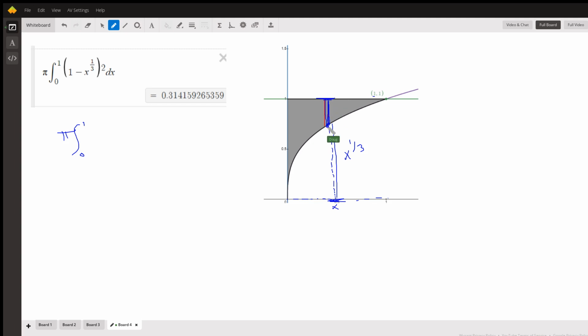And so this distance, the radius, is 1 take away the y coordinate at the bottom, 1 minus x to the 1/3. You have to square that, radius squared. And if you wanted to do this method, you'd have to square that binomial, take the antiderivative term by term, and you'd still get the same answer that you got with the shell method.